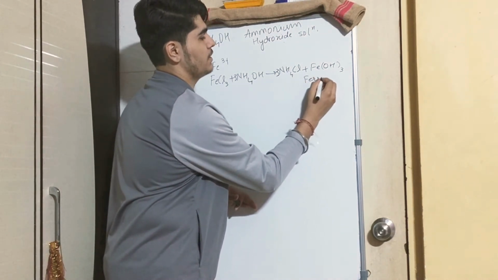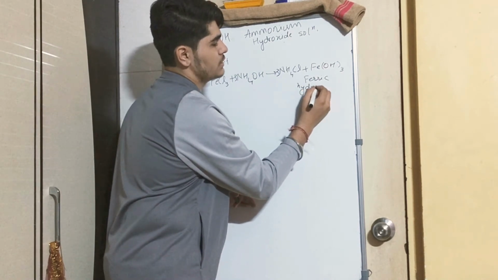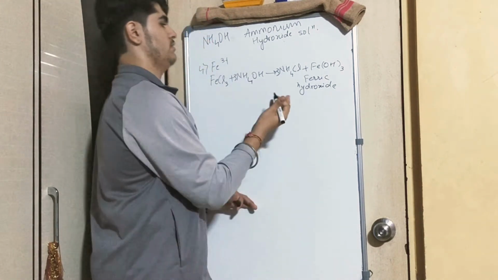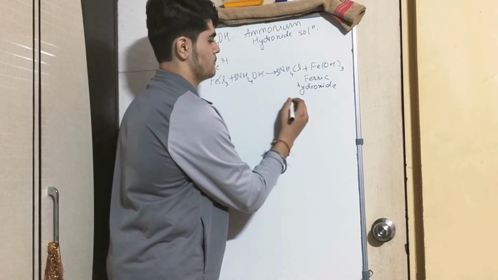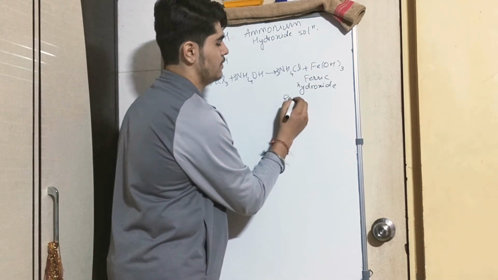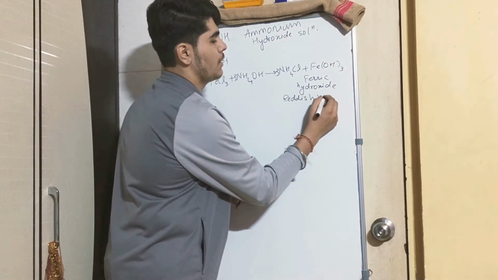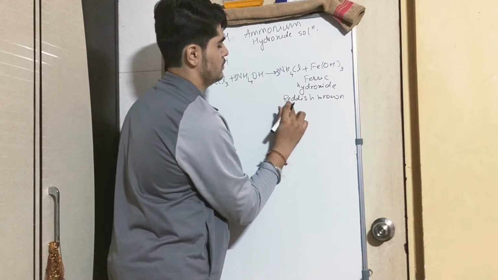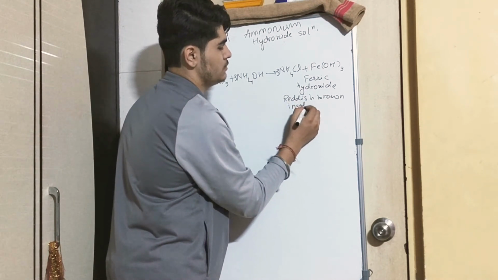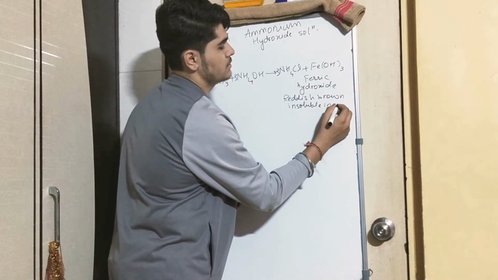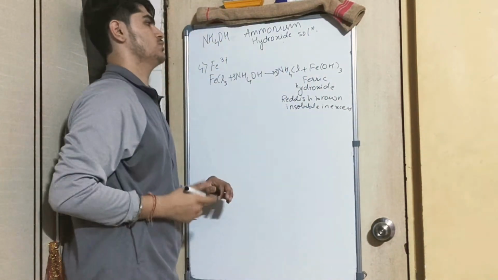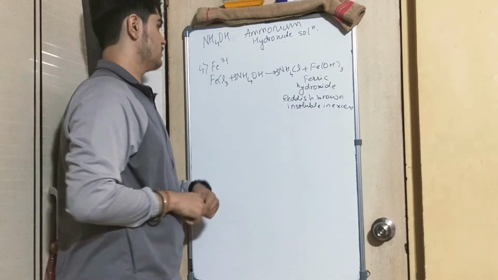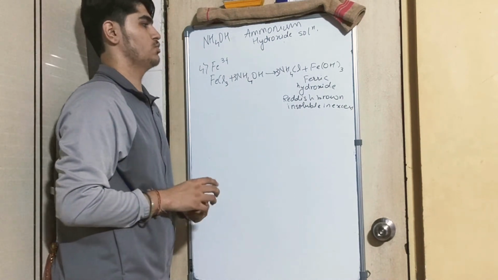So Fe(OH)3 is called ferric hydroxide or iron(III) hydroxide, as you wish you write. Board gives anyone correct. And this is again reddish brown in color, and it is also insoluble in excess of NH4OH solution. Understanding? So I hope you have understood it.